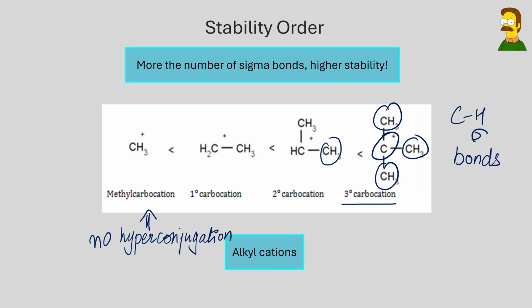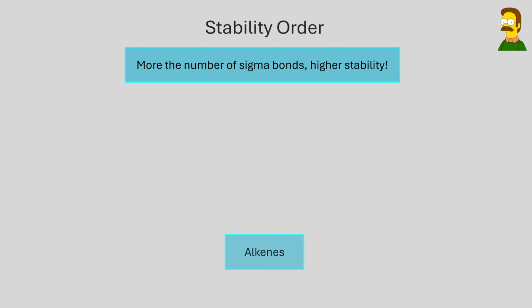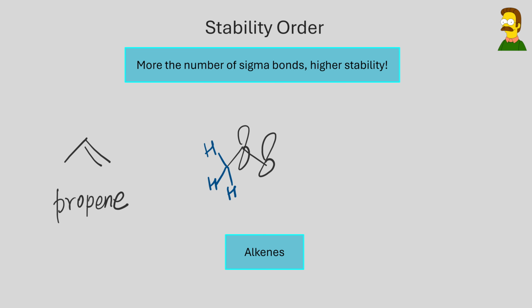I told you one case where there was an empty p orbital. What if you have a filled p orbital? What do you mean by a filled p orbital? Think about it like this. A bonded pair of electrons, the second bond, the pi bond, is what an alkene is. So take the example of propene, right? One-ene propene is the same thing. I'm going to expand this line diagram and write down the hydrogen atoms and also the double bond in between.